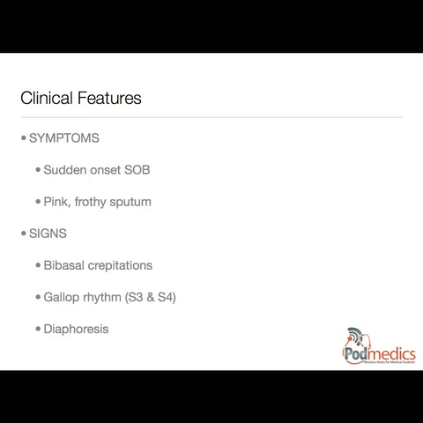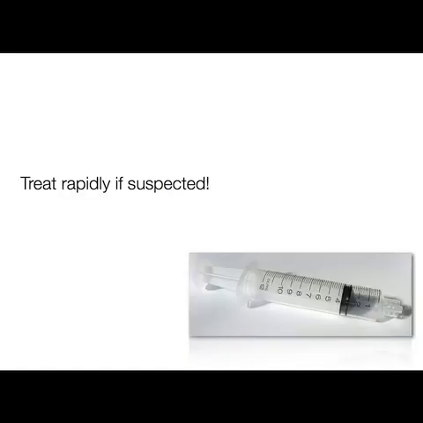Presentations of pulmonary edema can vary, but most commonly, patients become acutely distressed with sudden onset of breathlessness, sometimes together with the production of pink, frothy sputum. On examination, there are three characteristic things to look for. These are bibasal crepitations, a gallop rhythm, that's S3 and S4, and signs of excessive adrenergic activation or diaphoresis. Examples of these are pallor, sweating, tachycardia, and tachypnea.